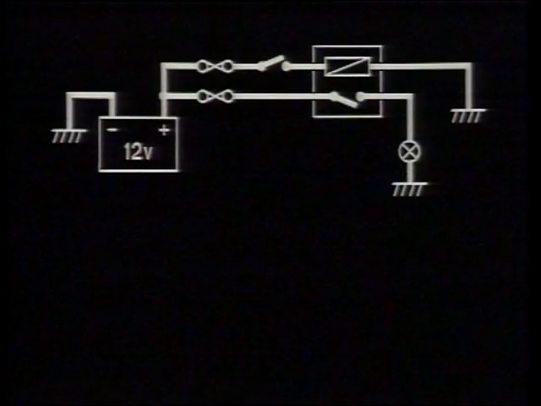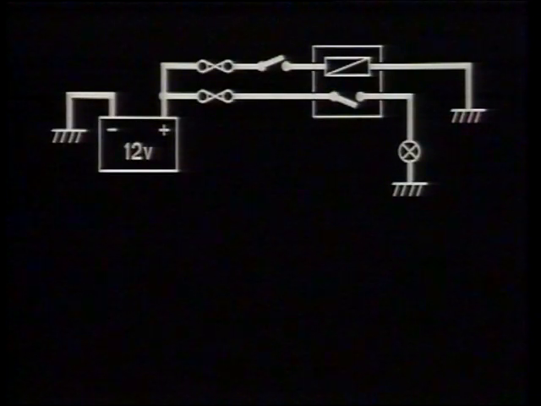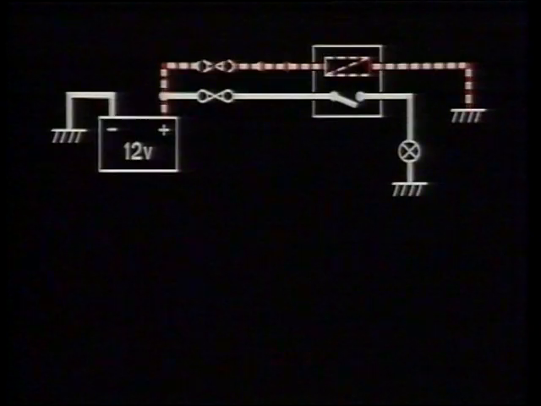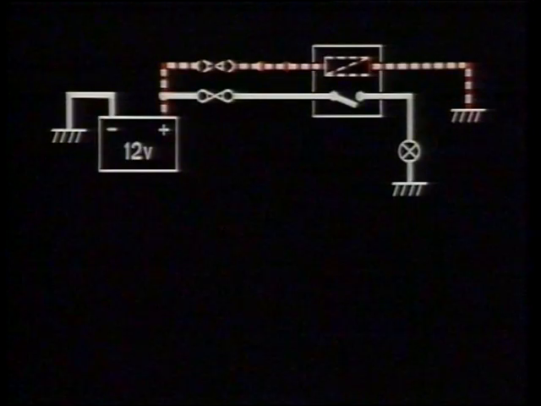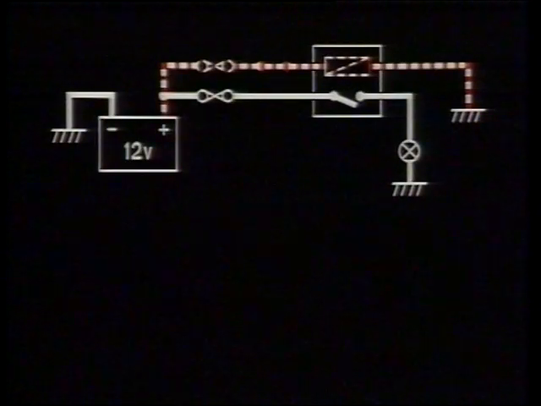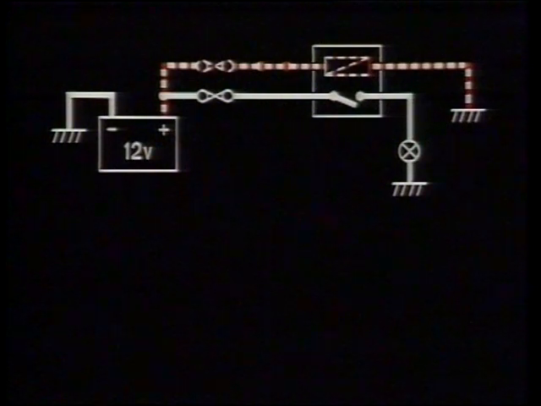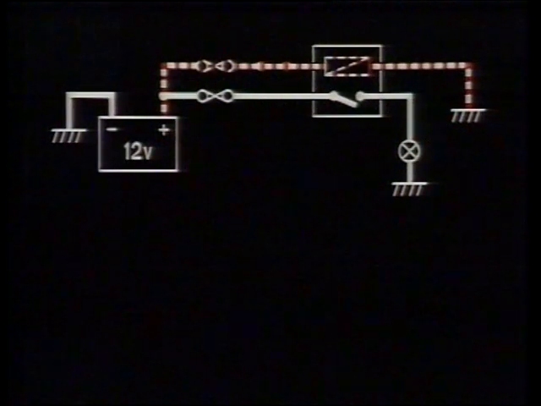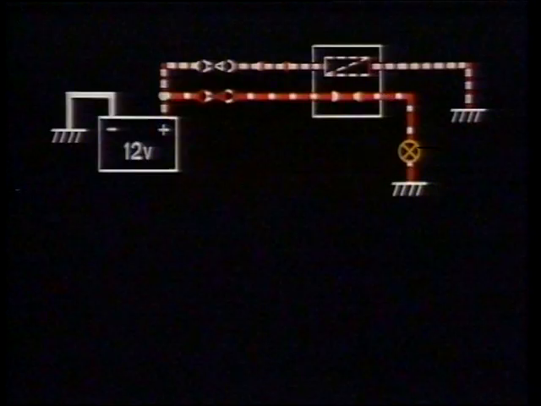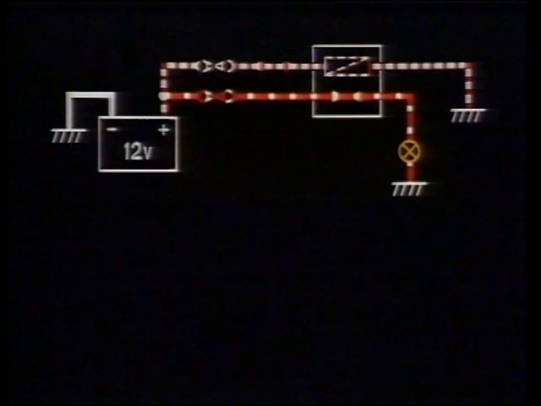Look at the fuses in the circuit. Which do you think has the greater current rating? Yes, remember that only a small current is needed to energize the relay windings, so fuse 1 will be the lower rating. Fuse 2 is carrying greater current, the current which is used to supply the bulb, so it has to be a higher rating.